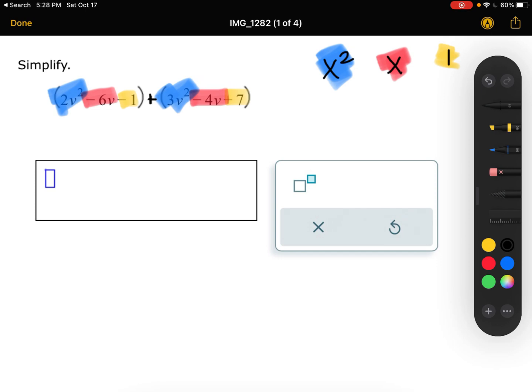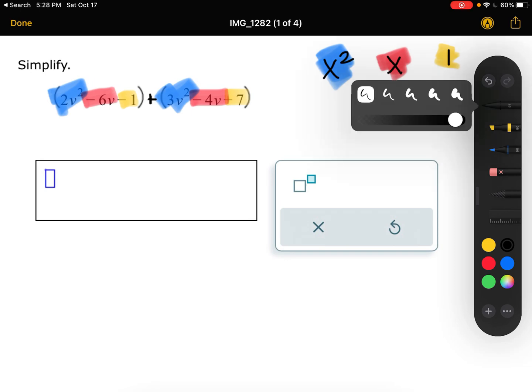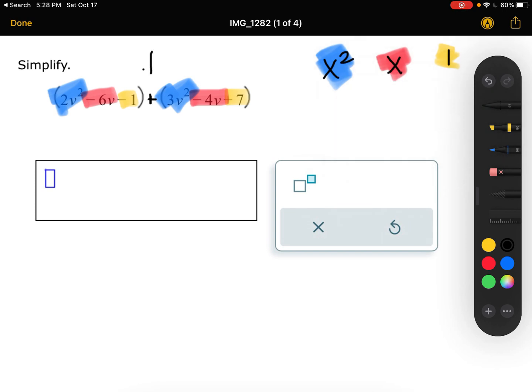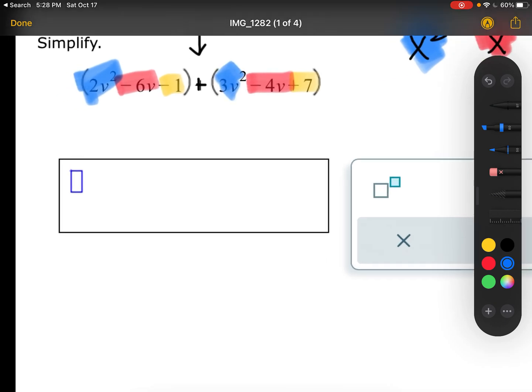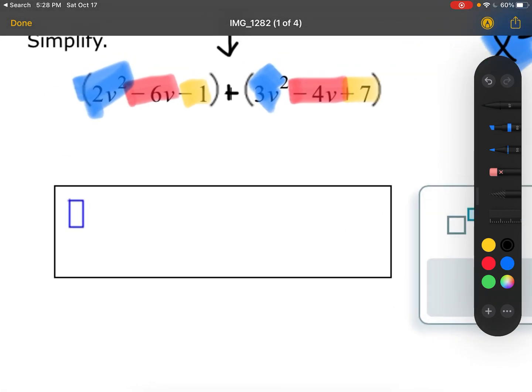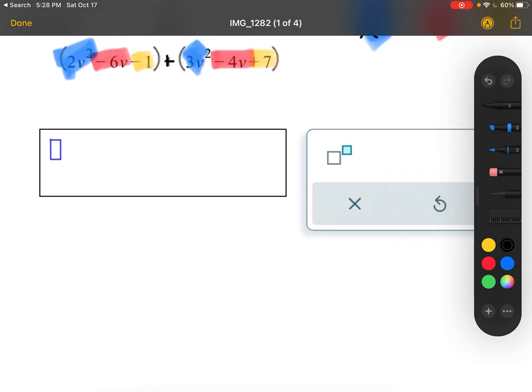Okay, so with that, I'm going to rewrite this question. Essentially, this is an addition problem or a subtraction problem, depending on which one you have. When you're working this problem out, keep that in mind. So when I do this, I'm going to move this down over here. I have 2v squared being added to 3v squared.